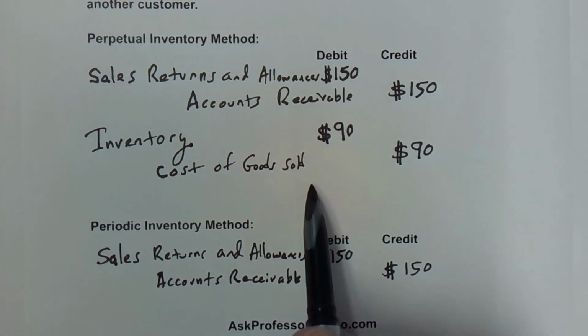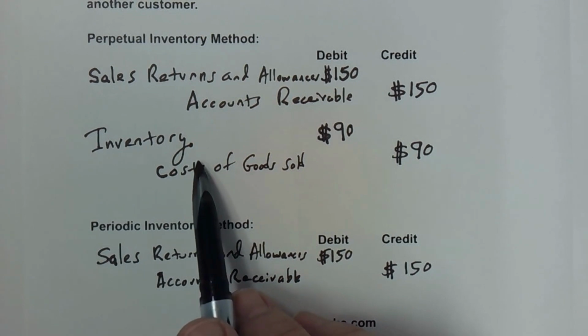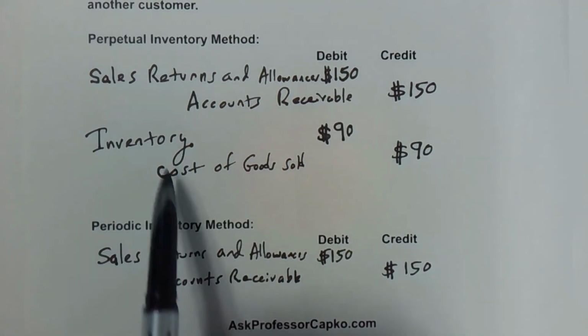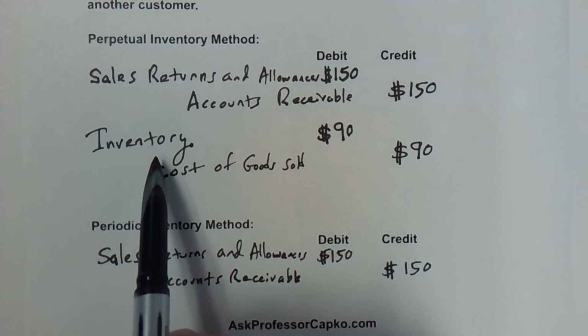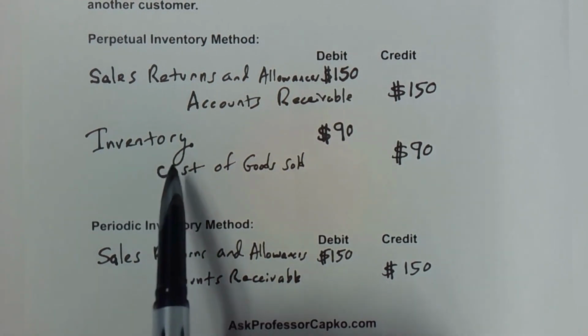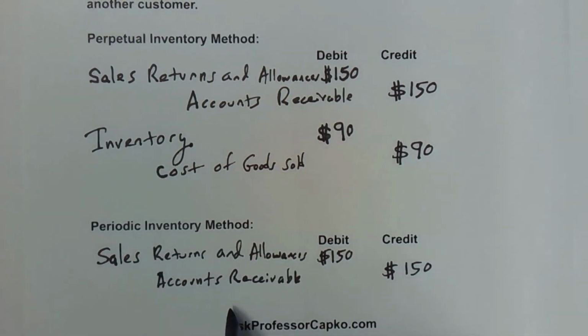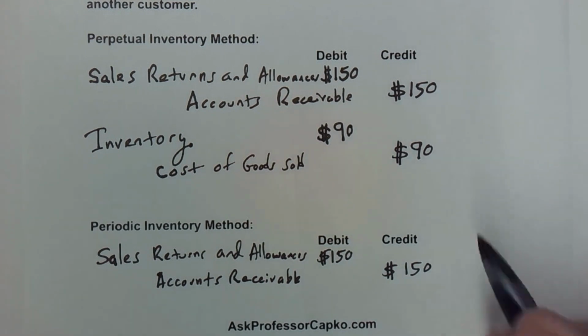However, at this point, we do not debit inventory. This is where it's different from the perpetual inventory method. We are not going to debit inventory at this time. Even though we physically put it into the inventory, as you recall, in the periodic inventory method, we don't calculate cost of goods sold until an inventory is actually taken, when we actually count the inventory. So you have now properly accounted for the return of an item under the periodic inventory method.